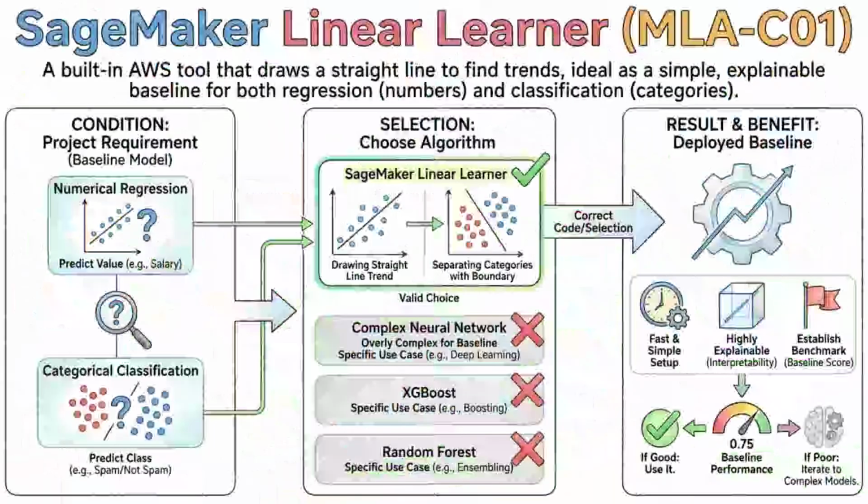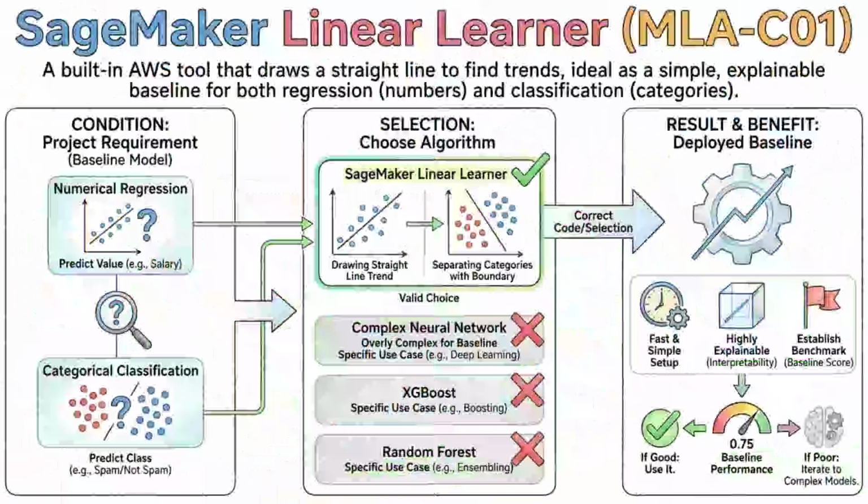The most basic but incredibly useful built-in tool is the SageMaker Linear Learner algorithm. Linear Learner is fantastic because it can easily handle both numerical regression problems and categorical classification problems, making it a very versatile tool for your starting baseline.